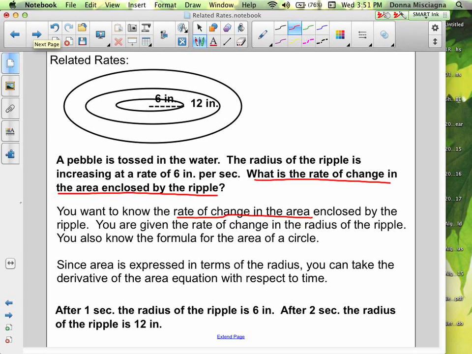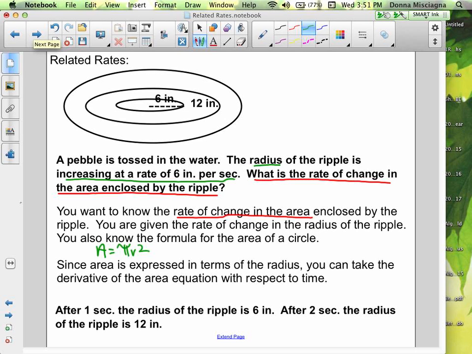We're given the rate of change in the radius of the ripple. Right? So we're told here that, let me use a different color. We have the radius is increasing at a rate of 6 inches per second. Okay? So that's 6 inches at 1 second. After 2 seconds, it's 12 inches, and so forth. Right. So we're given a rate of change in the radius of the ripple. We also know the formula for the area of a circle, right? The area of a circle, pi r squared. Area equals pi r squared.